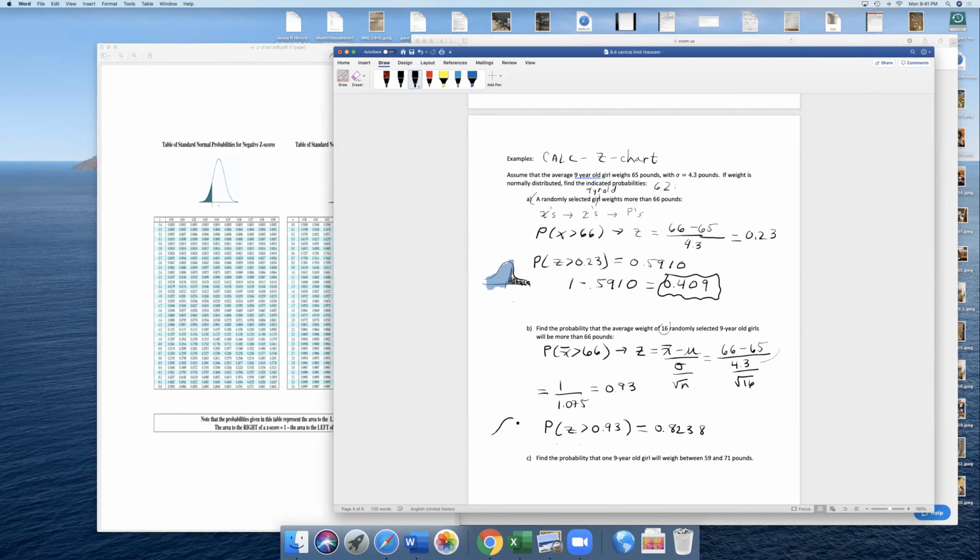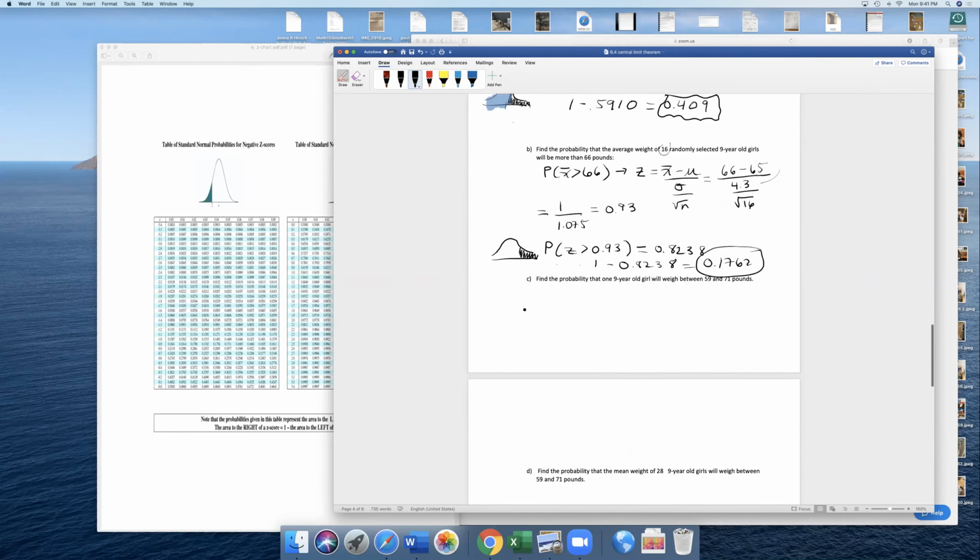Again, remember that we're asking for area to the right. And when we read the z-chart, that gives us area to the left. So we're going to subtract that off, 1 minus 0.8238, and we get an answer of 0.1762. So we have a 17.62% chance of having a sample mean of 16 9-year-old girls whose weight is more than 66 pounds. That's the information that this is giving us.